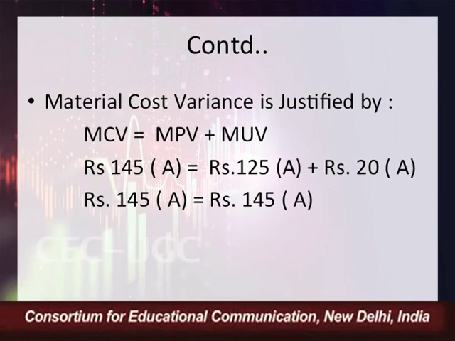Now once it is computed, it's time for us to justify whether whatever we have computed is correct or not, and for that we'll be justifying the answer. Material cost variance is justified by price variance and usage variance. Cost variance we computed, it was 145 rupees adverse. Price variance is 125 adverse and usage also came to be rupees 20 adverse. So 125 adverse plus 20 adverse is equal to 145 adverse. In this way left hand side is exactly equal to right hand side.